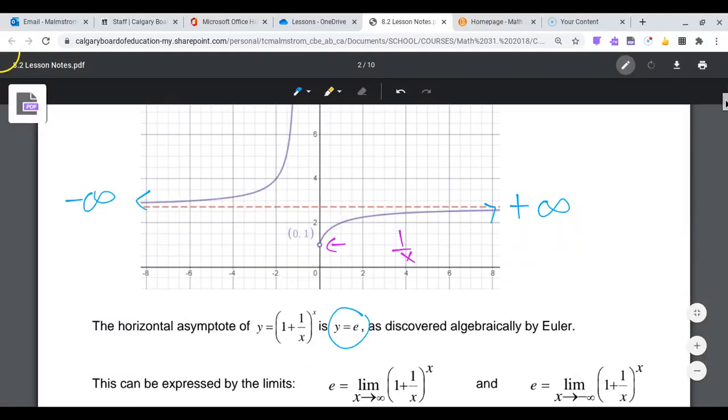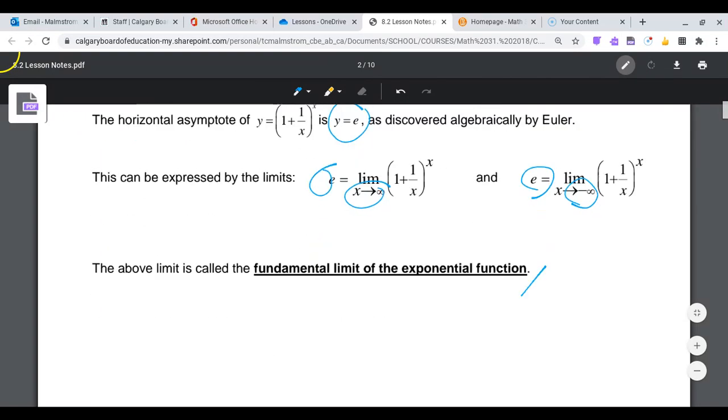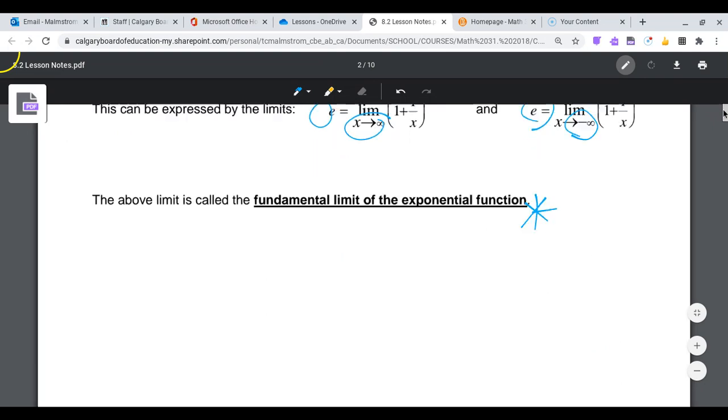So e was discovered by Euler. We don't have to know how, why, whatever. He did the tough work for us. We just have to understand that it exists and that there's this limit. As x approaches positive infinity of this function, we're going to e. As we approach negative infinity of the function, we're also going to e. Okay, so that limit exists. It's called the fundamental limit of exponential function. We have a few of those, don't we?